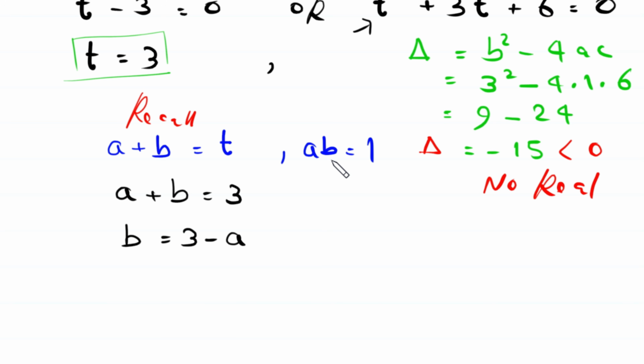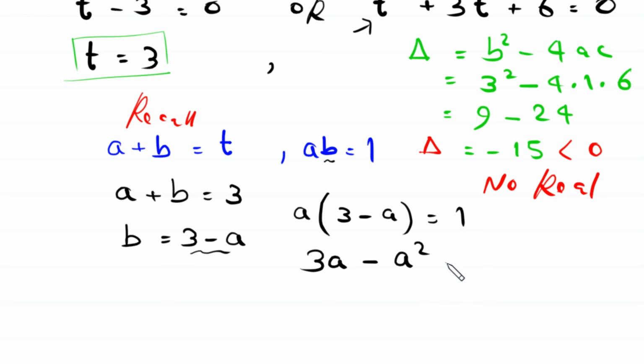In this equation we replace b with 3 minus a, so this becomes a times 3 minus a equals 1. A times 3 is 3a, and a times negative a is negative a squared, equal to 1. Move these two terms to the right hand side, and this becomes a squared minus 3 times a plus 1 equal to 0.